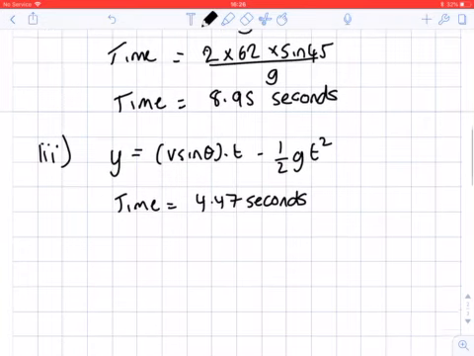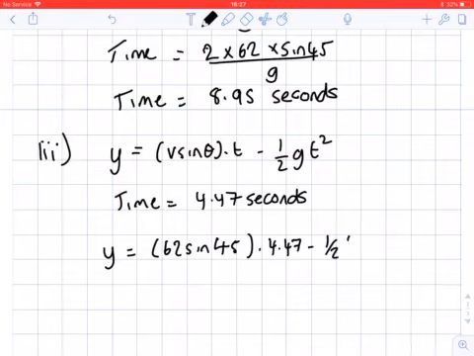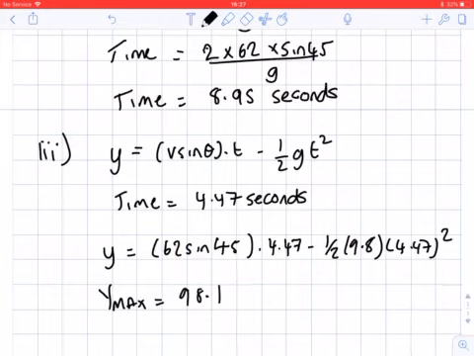When we substitute this in with all our other values, we can then find our maximum height. So y will equal 62 sine 45 times 4.47 minus a half of 9.8 lots of 4.47 squared. And that gives a maximum height in the y, or the vertical, of 98.1 meters.